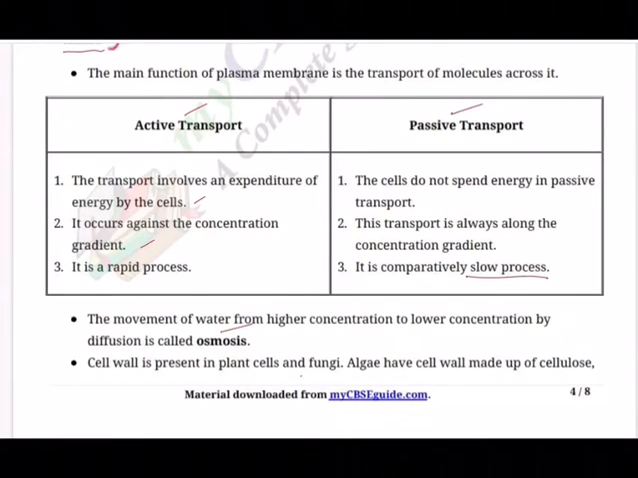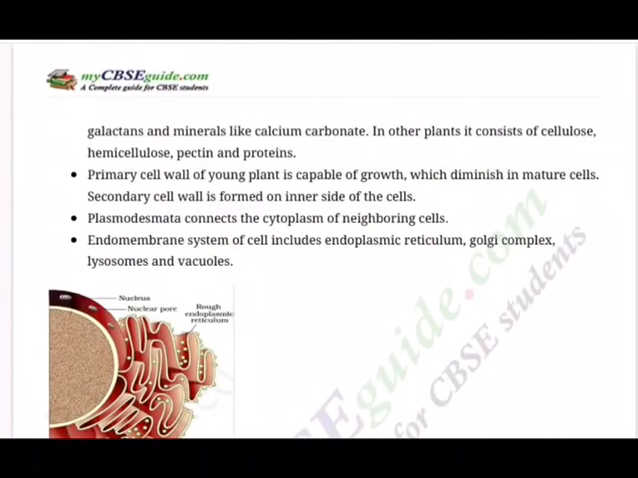The cell wall is present in plant cells and fungi. Algae have a cell wall made up of cellulose. Further, minerals like calcium carbonate also will be present. In other plants, it consists of cellulose, hemicellulose, pectin, very tough, and proteins. The primary cell wall of a young plant is capable of growth, which diminishes in mature cells. Secondary cell wall is formed on the inner side of the cells.